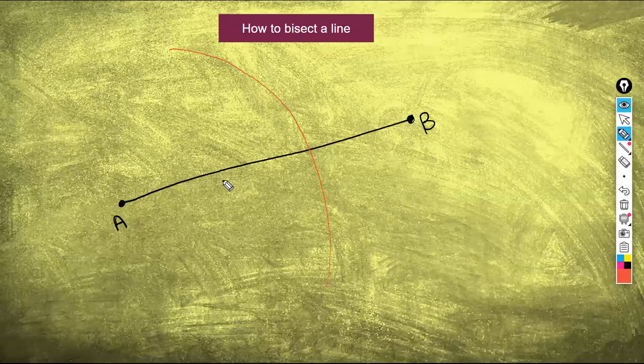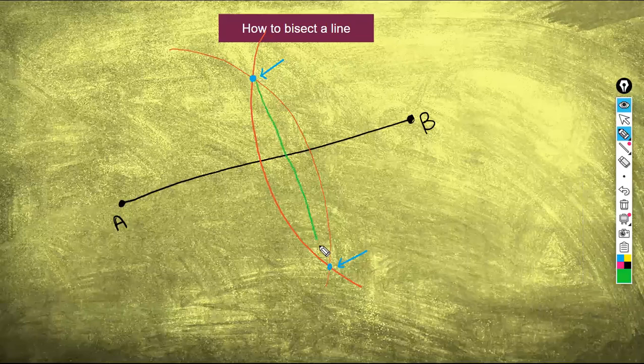Then you go to the other side of the line, making sure not to alter the compass, so it remains open the same amount. At point B now, scribe another arc. Obviously, the two arcs will meet at two points. It will meet here and it will meet here. All you have to do now is take your ruler and connect those two meeting points.